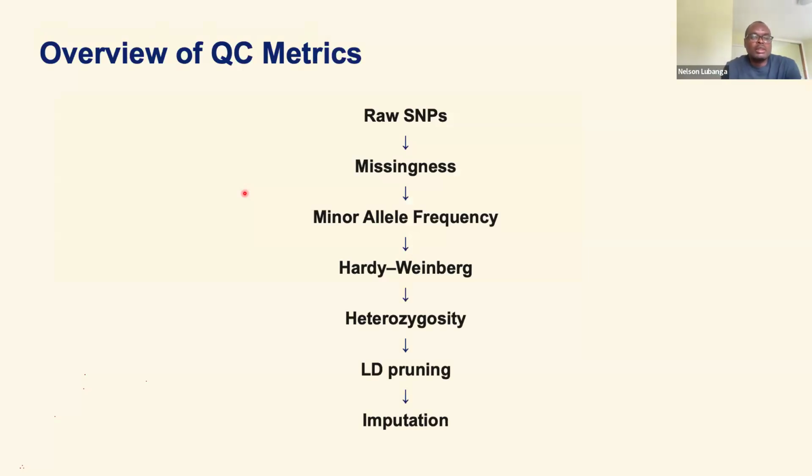Now, an overview of the markers. Think of this as a pipeline on its own. We start with the raw SNPs and then apply each filter in turn: missingness, minor allele frequency, Hardy-Weinberg equilibrium, heterozygosity, LD pruning, and finally imputing any remaining gaps. Over the next few slides, I'll walk you through each of these in turn and explain how to apply them.